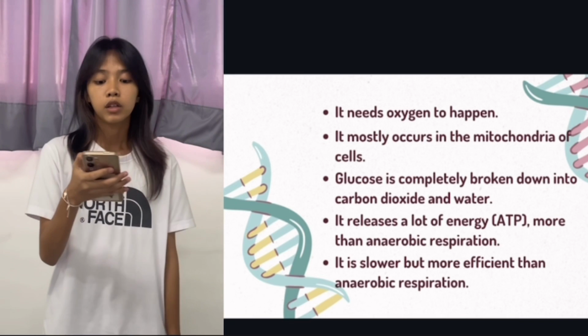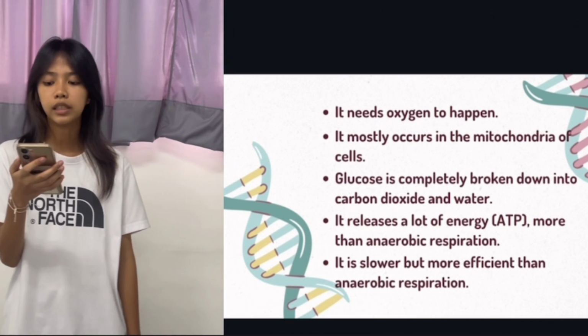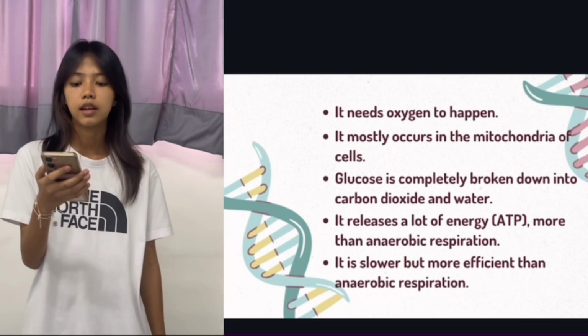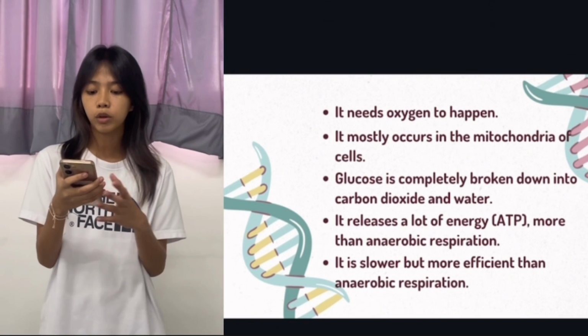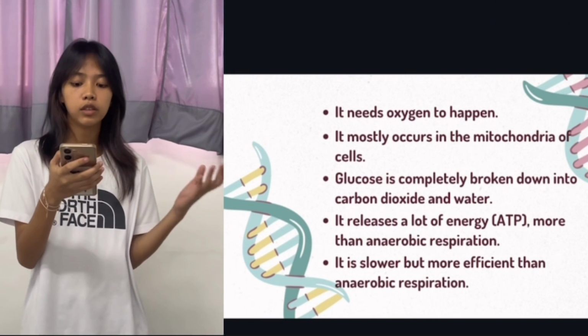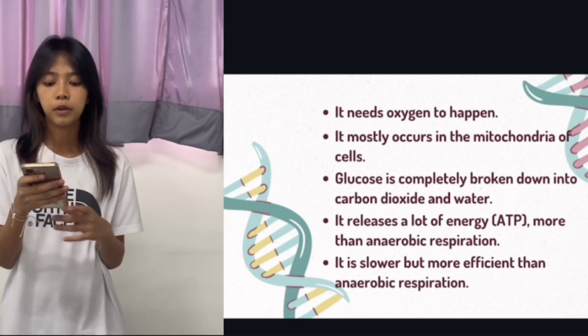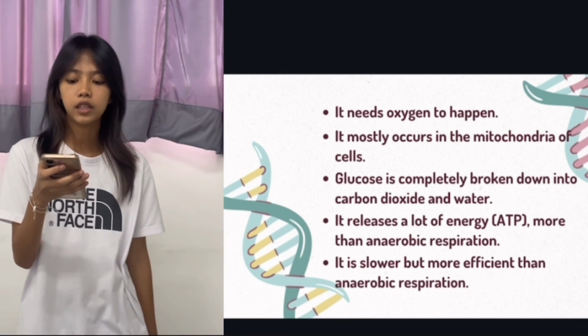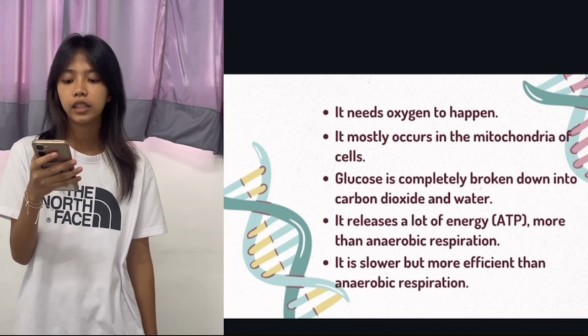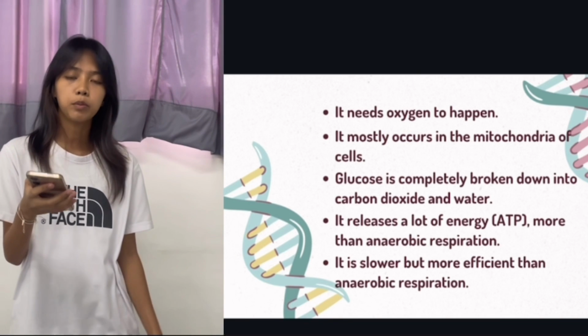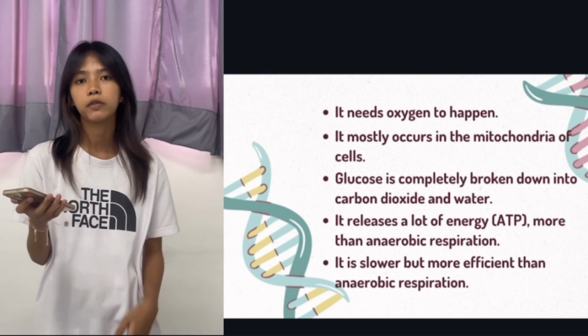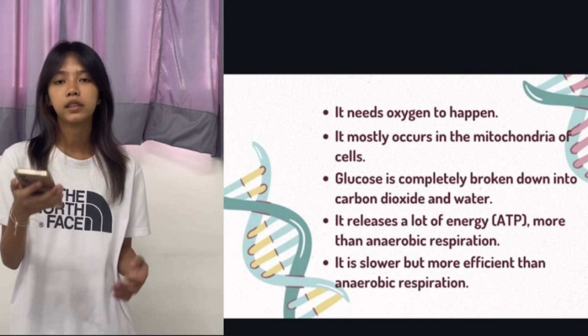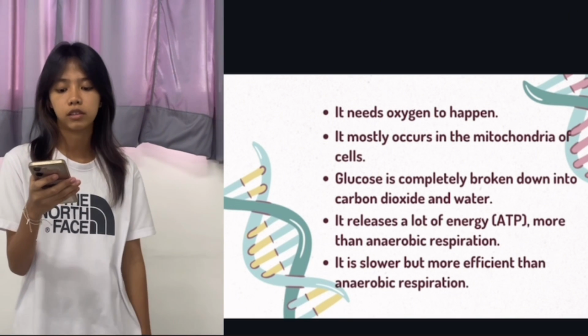Number 3, glucose is completely broken down into carbon dioxide and water. Number 4, it releases a lot of energy or ATP, more than in anaerobic respiration. It produces a lot of energy in the form of ATP, much more compared to anaerobic respiration.